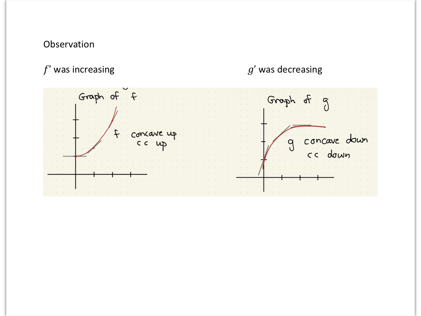And then for the graph of g, the slopes were decreasing. So g prime was decreasing, meaning these slopes started very steep and got less steep and approached zero. Okay, those decreasing slopes forced the graph to bend downwards, and we got a concave down graph.